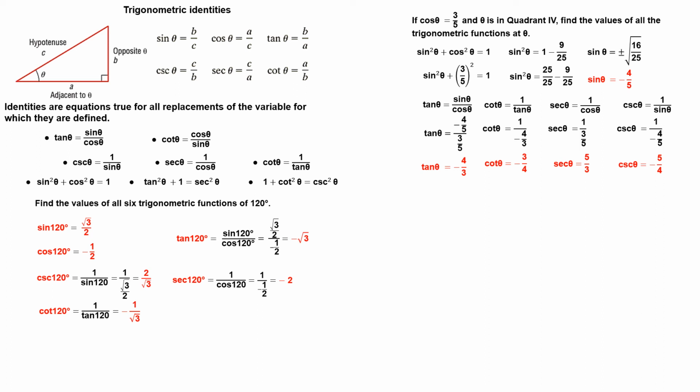The identities enable us to simplify complicated expressions. We do this by using trigonometric identities. The next examples illustrate this. Simplify the following expressions.